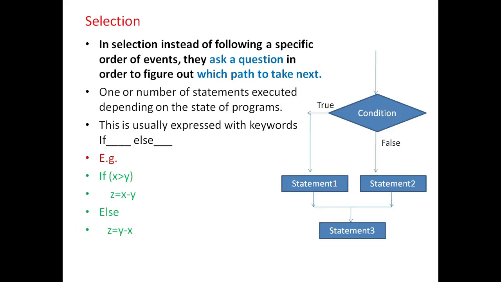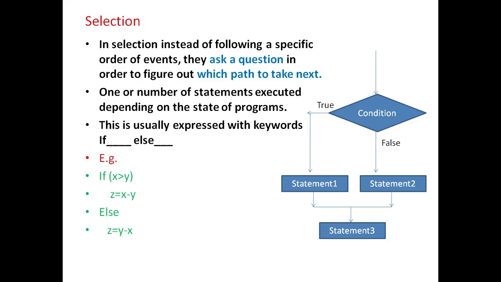Then selection. In selection, instead of following a specific order of events, a question is asked in order to figure out which path to take next. One or a number of statements are executed depending on the state of the program. This is usually expressed with the keywords if-else.